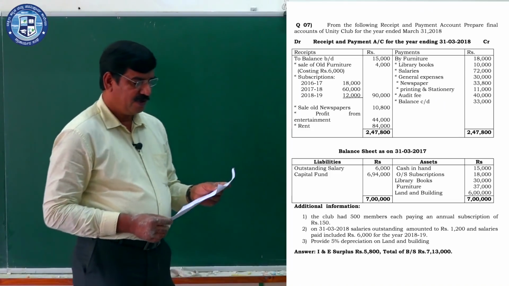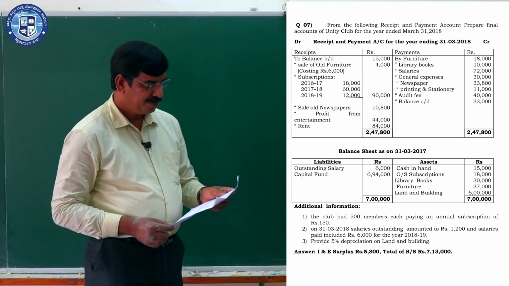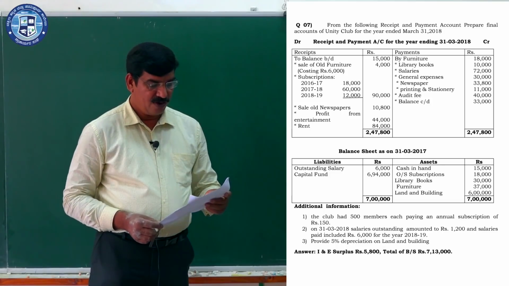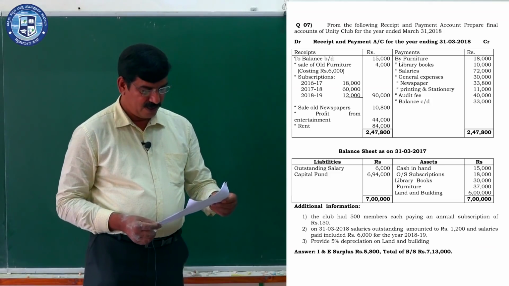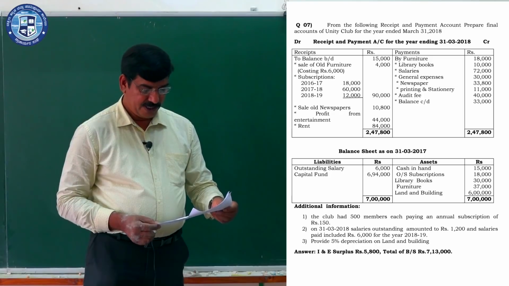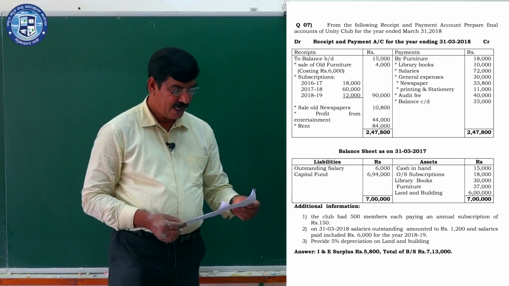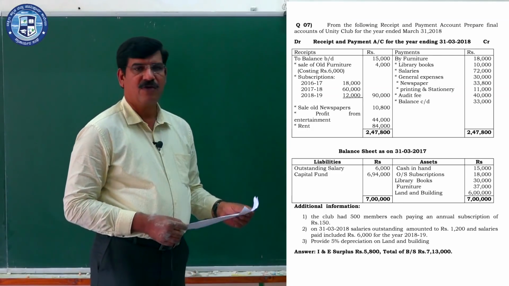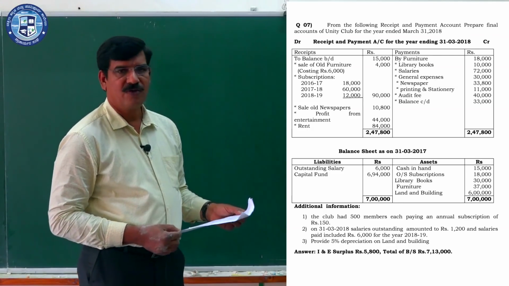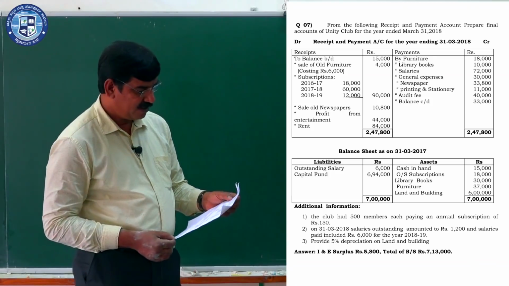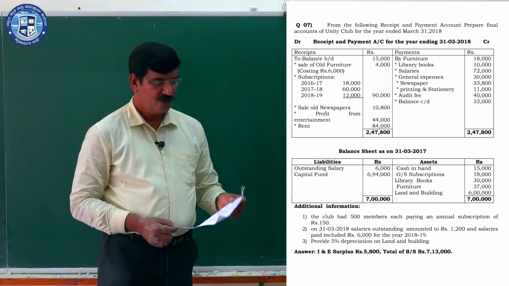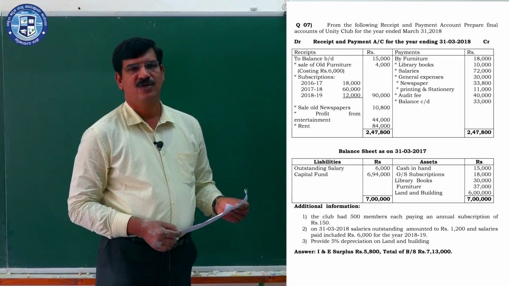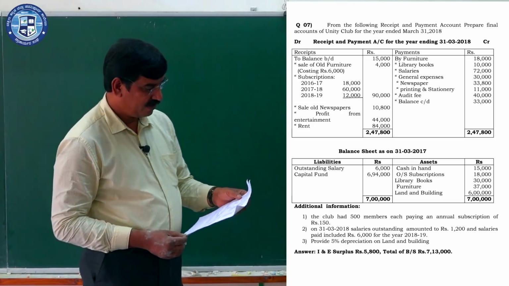Receipts and payments account for the year ending 31st March 2018. Receipts: balance brought down 15,000. This is the amount to be written in the opening balance sheet. Yes, in the opening balance sheet, cash in hand is given as 15,000. Sale of old furniture 4,000. Cost is given as 6,000, and 4,000 is the sales value, or it is sold for 4,000. So 6,000 minus 4,000, 2,000 is the loss on sale of furniture.